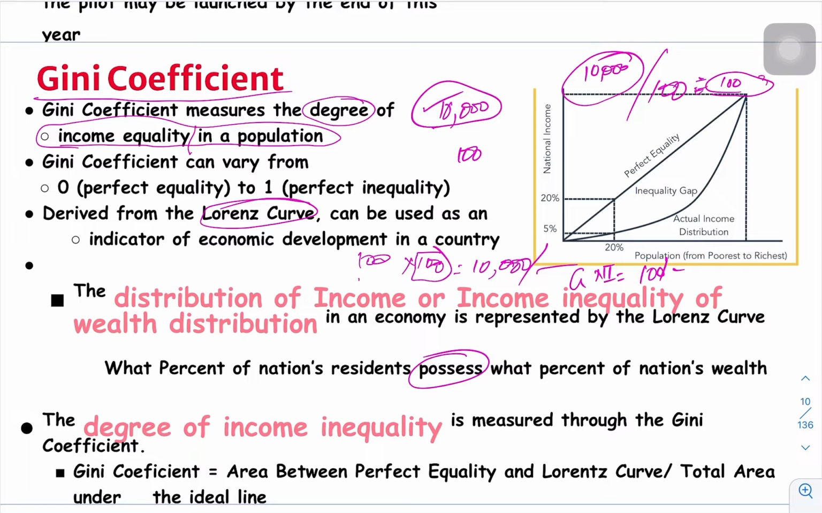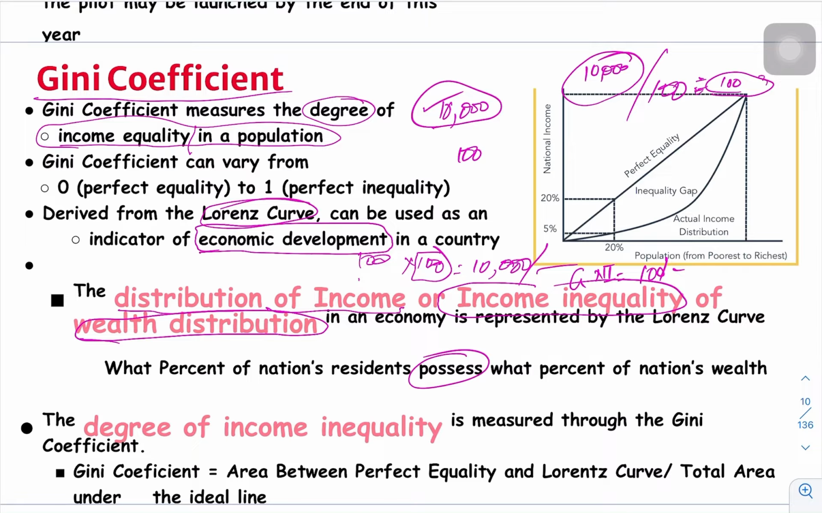So, the Lorentz curve and Gini coefficient try to measure economic development. They are used as indicators of the economic development of a country. The Lorentz curve talks about the distribution of income, or income inequality, or wealth distribution. That is, whether it is distributed properly or not.